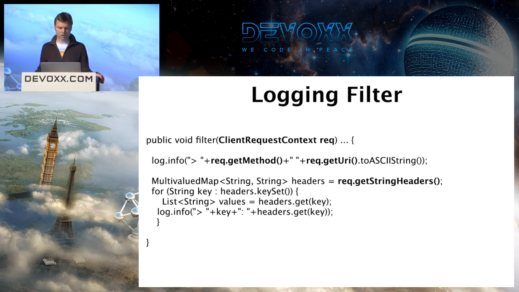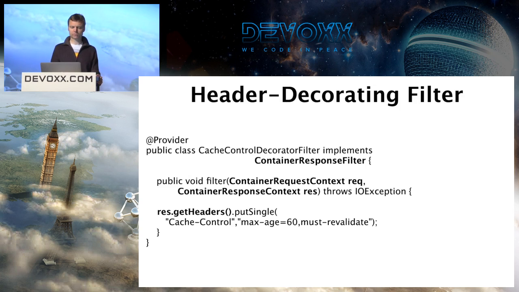Oh, now we are on the client side here. Client request context. Kind of lost, okay. But assume it's on the server side, so you could alter the method and change the behavior of the JAX-RS runtime. This is an example of how you change a header. So it's also flowing through, and you can invoke get headers, put single, and set a cache control header if you desire to do so.